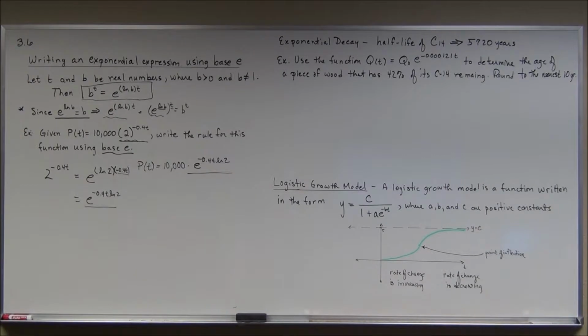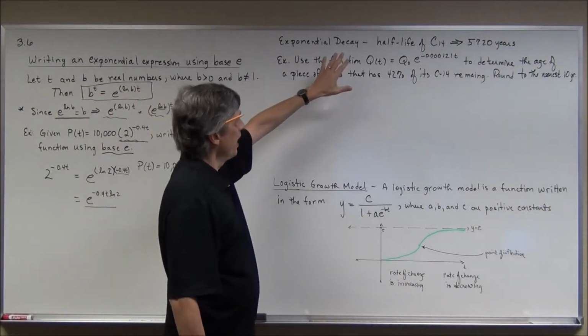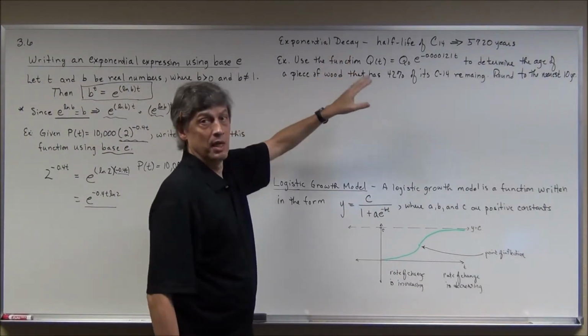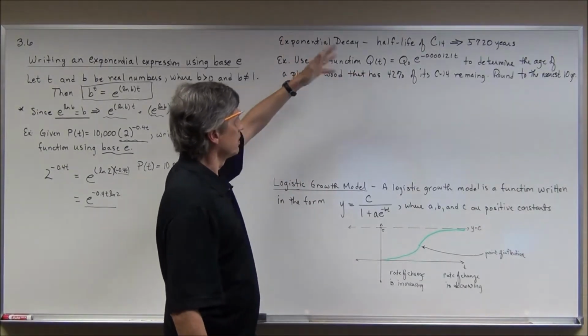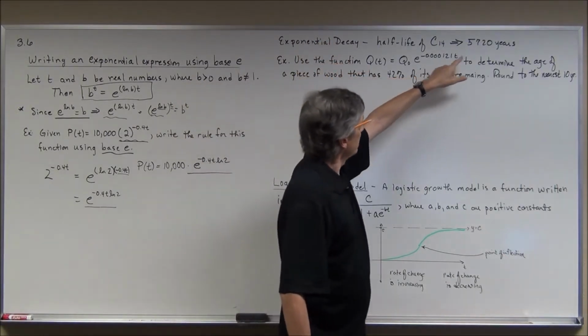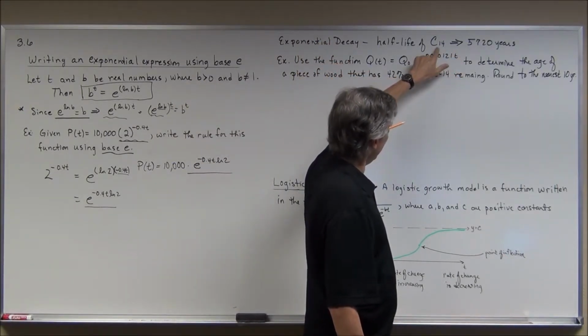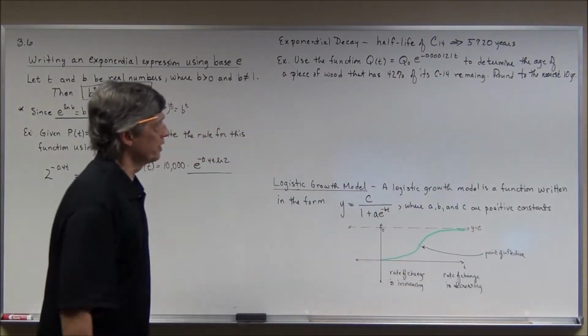Now, one of the types of exponential growth and decay, of course, perhaps the most classic type of problem has to do with half-lives of radioactive materials. And carbon-14 is a great one because it's found in, I think, pretty much every living object of any type. And the half-life of carbon-14 is approximately 5,720 years.